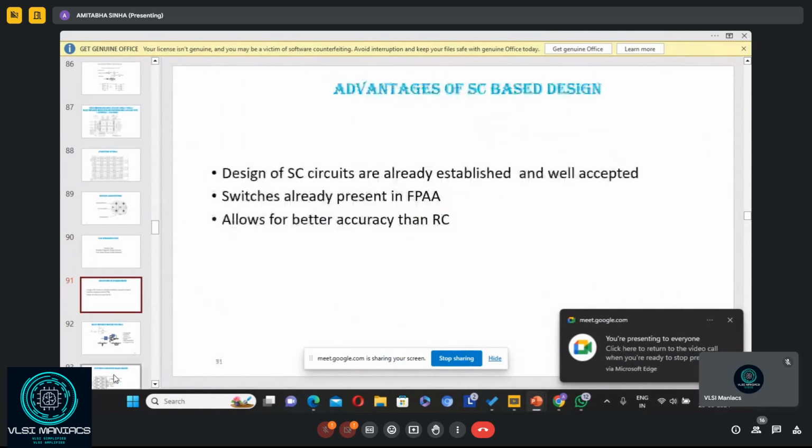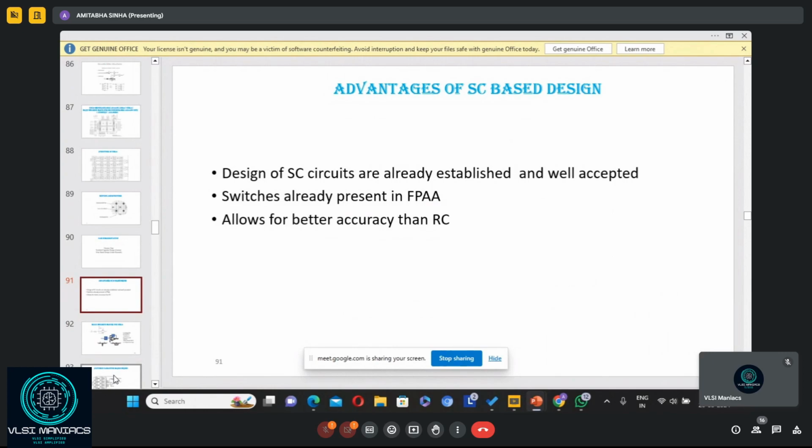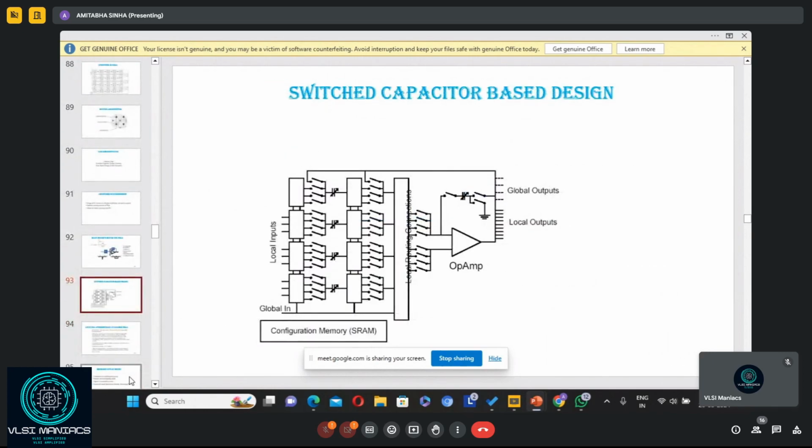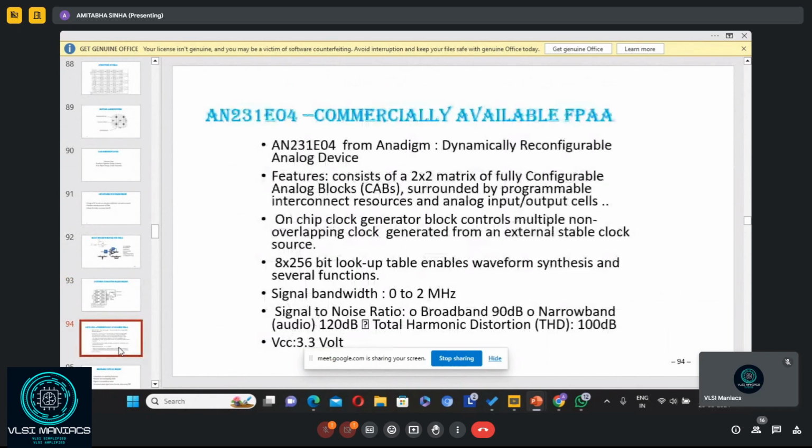So now, these are the building blocks we have already discussed. Switches. Now, AN23 1E04 is a commercially available FPAA, and later versions are also available from NADG. NADG is a well-known company for analog circuit design. So this is the first one.